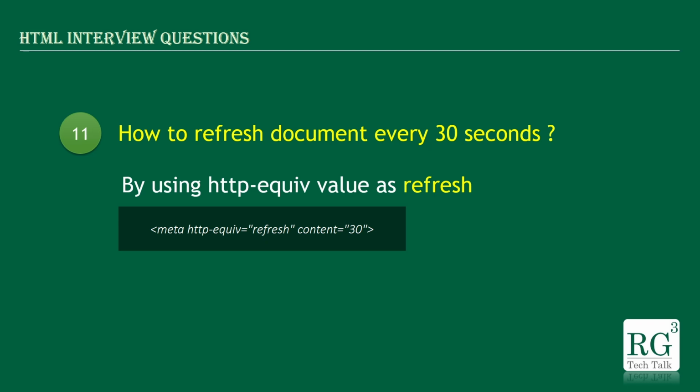So if you want to refresh a page every 45 seconds, you can just change the content to 45. So what it does is automatically every 45 seconds, the content and the web page will be refreshed.